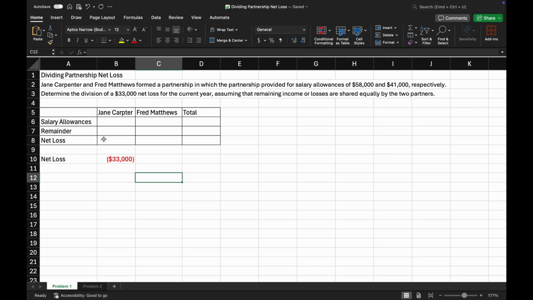Alright, so the first thing we're going to do is to apply the salary allowances for each partner. That means $58,000 for Jane Carpenter and $41,000 for Fred Matthews. The total salary allowance is $58,000 plus $41,000, which comes out to $99,000 for the total salary allowance.